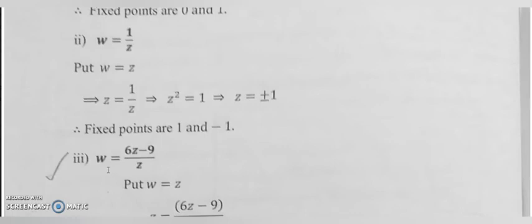Next question is W is equal to 6Z minus 9 by Z. Here also, to find the fixed point, put W is equal to Z. So Z is equal to 6Z minus 9 by Z.